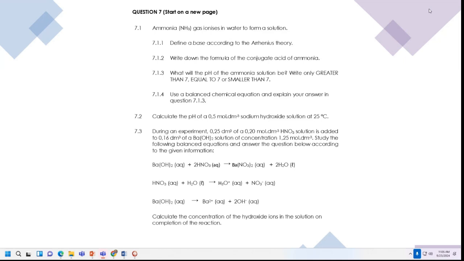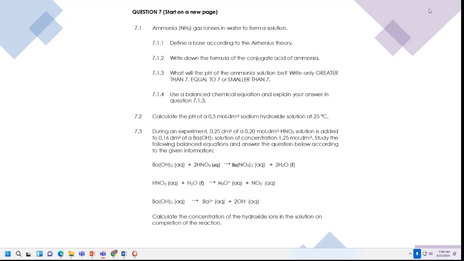According to the Arrhenius theory, a base is a substance which ionizes or dissociates in water and yields hydroxide, the OH minus ions, in that solution. Once again, a base is a substance which ionizes or dissociates in water and yields OH minus ions. Those OH minus ions are hydroxide ions. Now, 7.1.2. Write down the formula of the conjugate acid of ammonia.